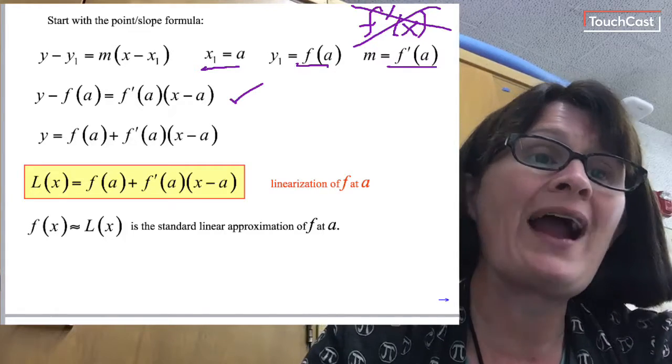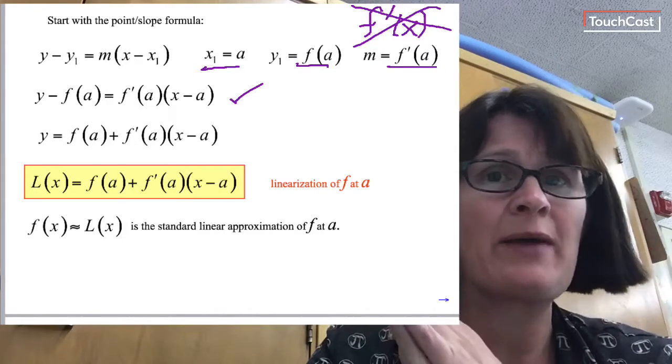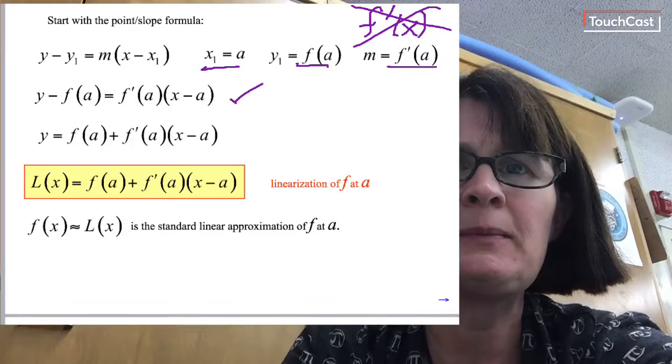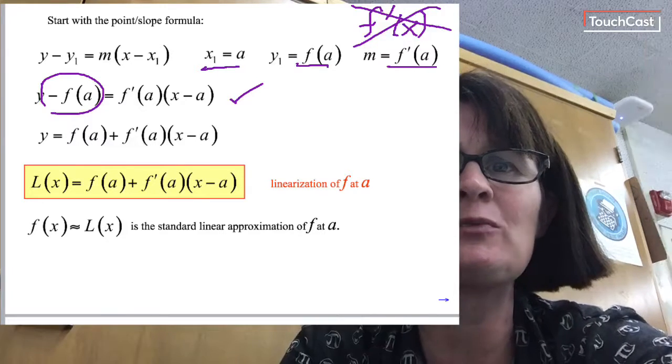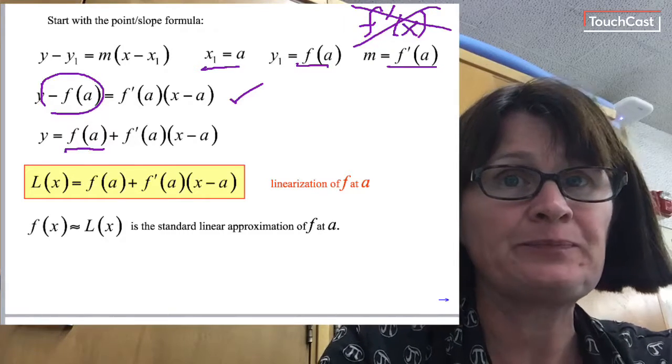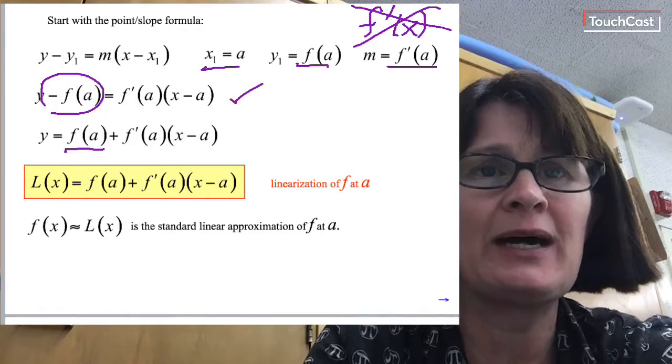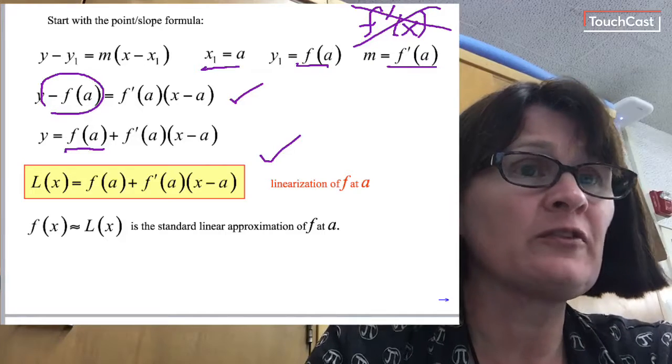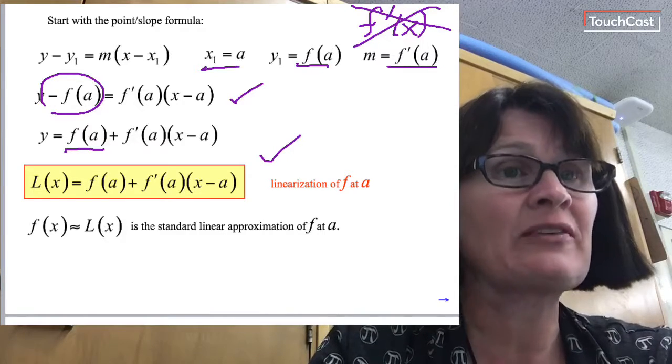And in order to write that so it looks like a function, I need the y by itself. So that's why this minus f of a got added to both sides, and I see it over here as positive f of a. So this here in the yellow box, that's a formula for the linearization of f at a.